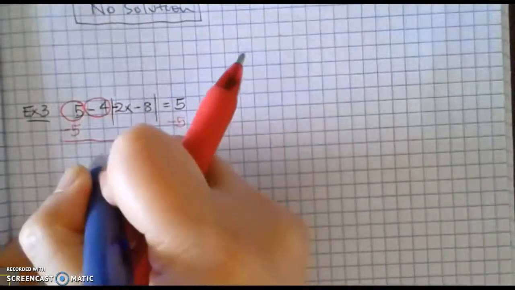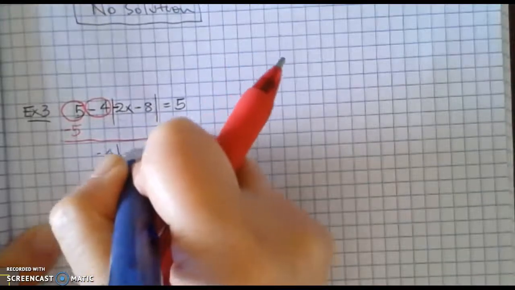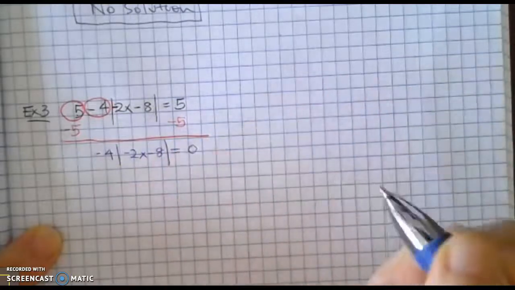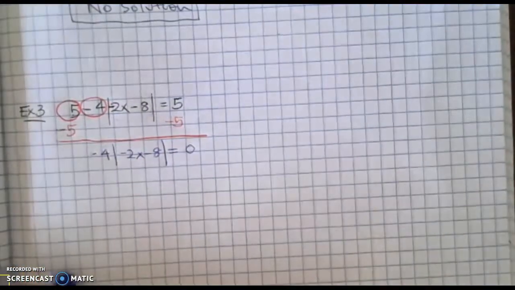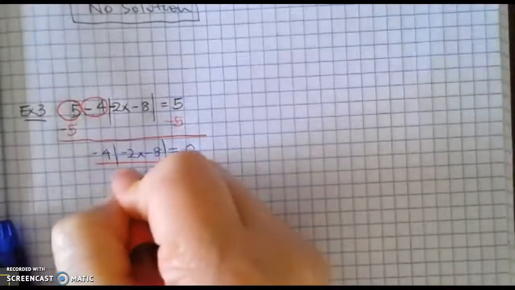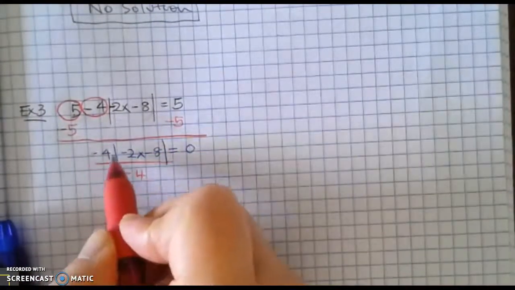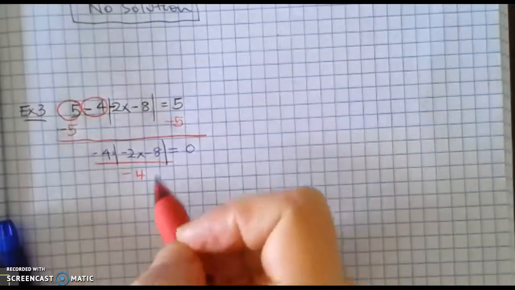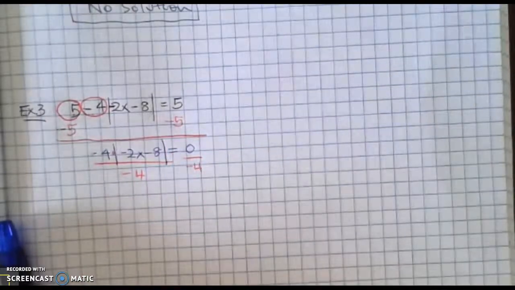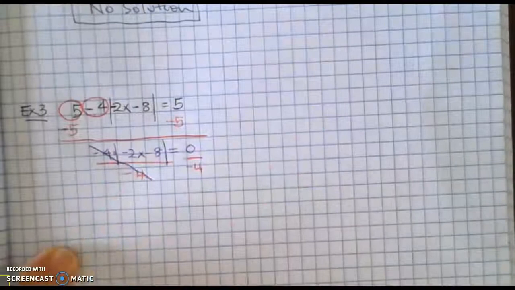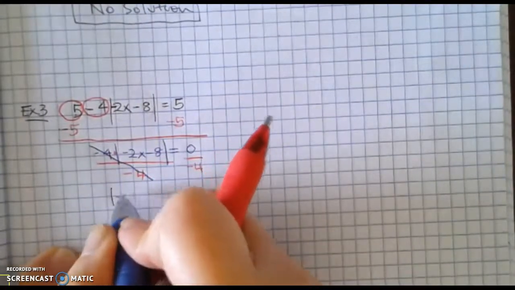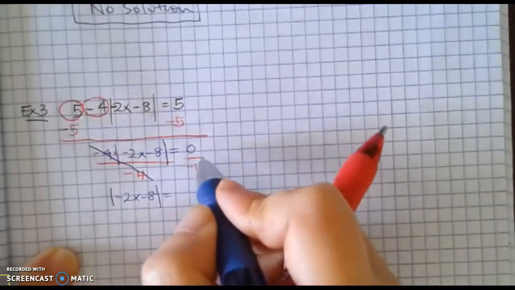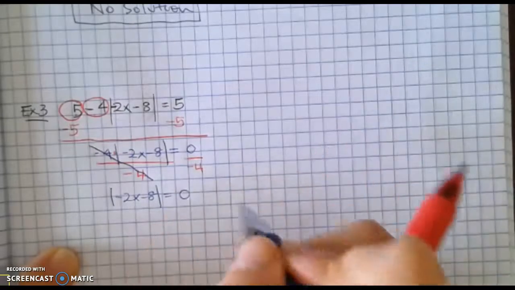which leaves us with negative 4 times absolute value of negative 2x minus 8 is equal to 5 minus 5 is just 0. And then from here, I am going to divide both sides by negative 4. Why? Because negative 4 is not subtracting 4 from this expression. There is a multiply implied right there. And so divide both sides by negative 4, and that cancels out the negative 4's and leaves you with absolute value of negative 2x minus 8 is equal to, what's 0 divided by anything? Any number, as long as it's not 0, is just going to be 0.